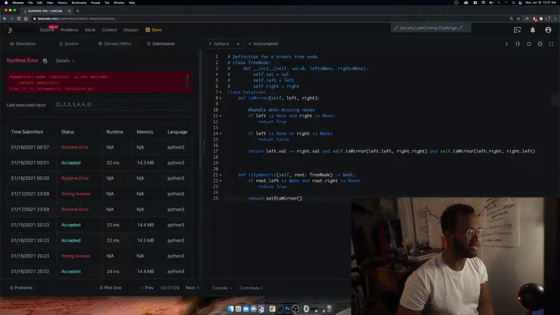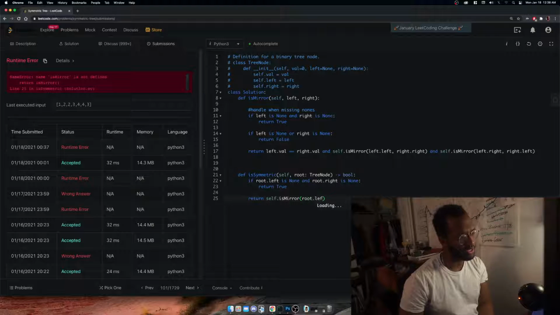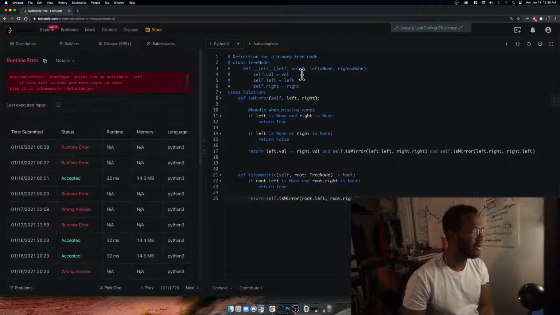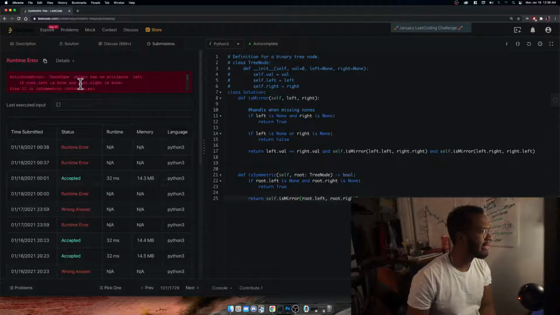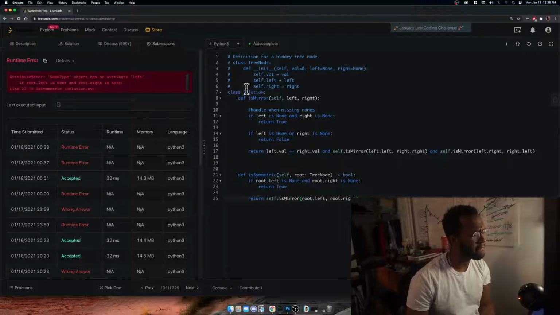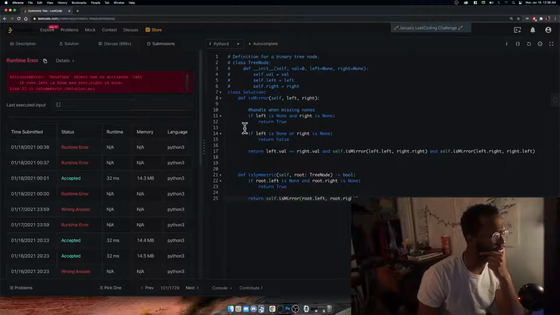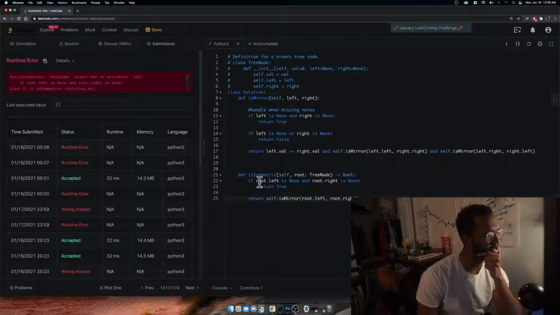Oops, I forgot to say self.isMirror and pass in root.left and root.right. It has no attribute left on 22.